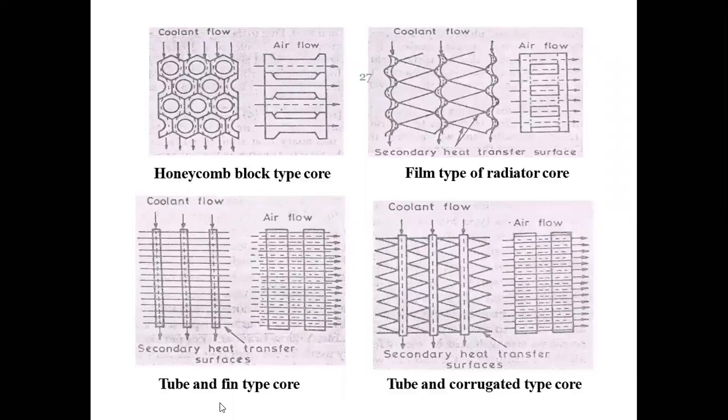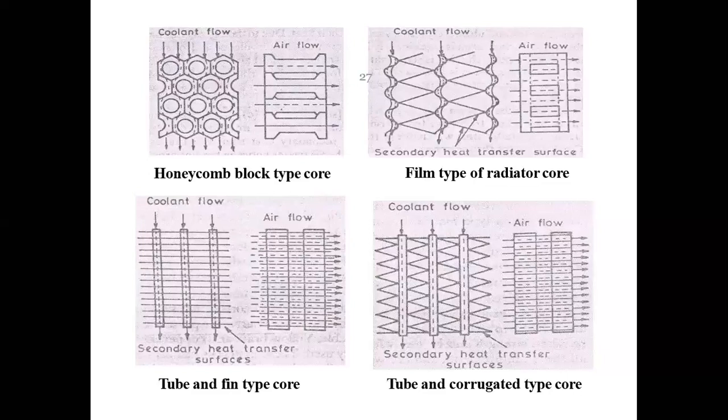The next type of radiator core is a tube and pin type of core. This type of core we use in many applications. Here circular or elliptical shaped tubes are generally used, through which water or coolant will flow. Hot coolant from the top will flow through this, and a series of pins are provided on the surface of these tubes so that the heat transfer rate can be increased.